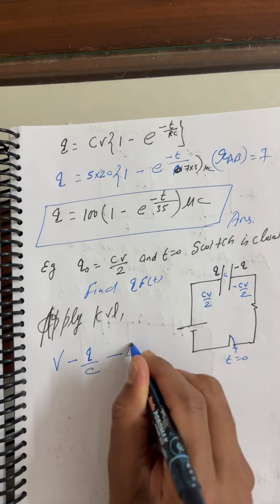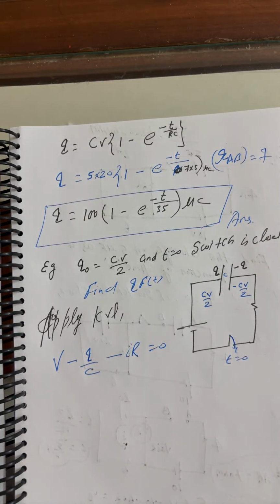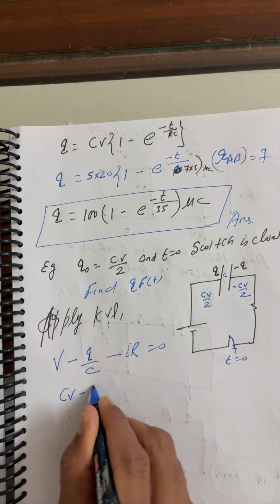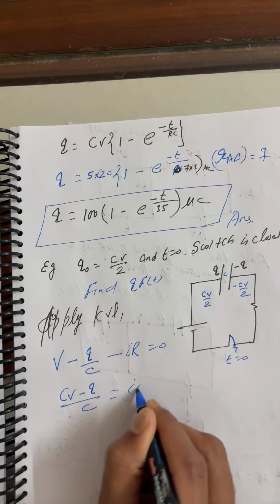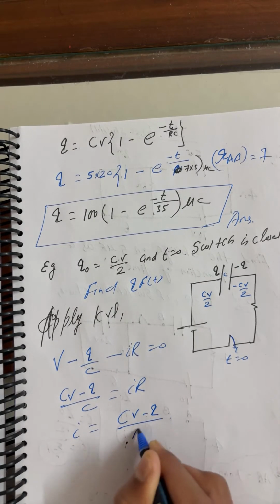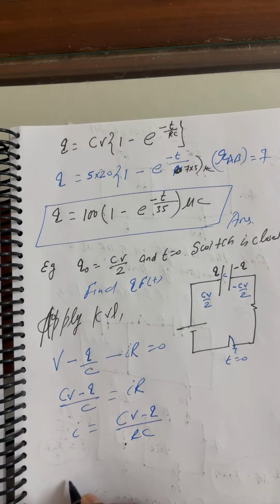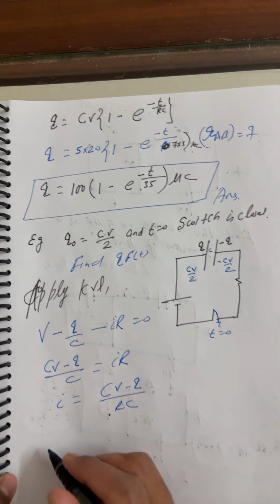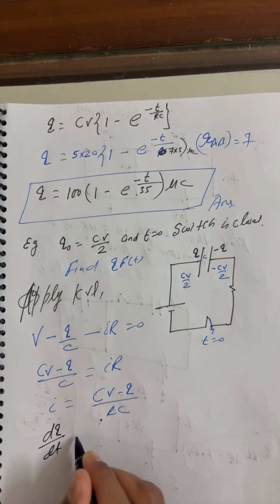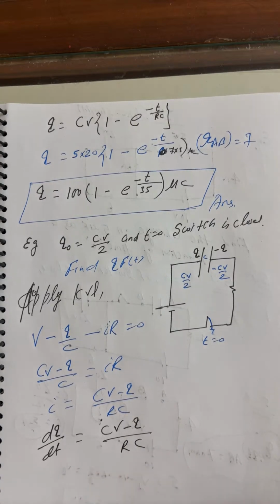Minus IR equals 0. So finally you can write CV minus Q upon C is equal to IR. So I is CV minus Q upon RC. I can write I instantaneous as dq by dt. This is CV minus Q upon RC.